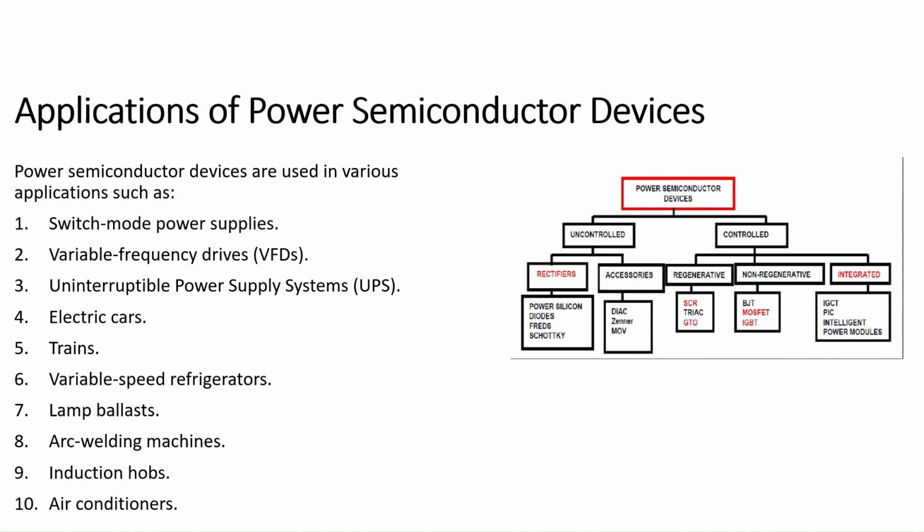Power semiconductor devices are used in various applications such as switch mode power supplies, variable frequency drives, VFDs, uninterruptible power supply systems, UPS, electric cars, trains, variable speed refrigerators, lamp ballasts, arc welding machines, induction hobs, air conditioners.